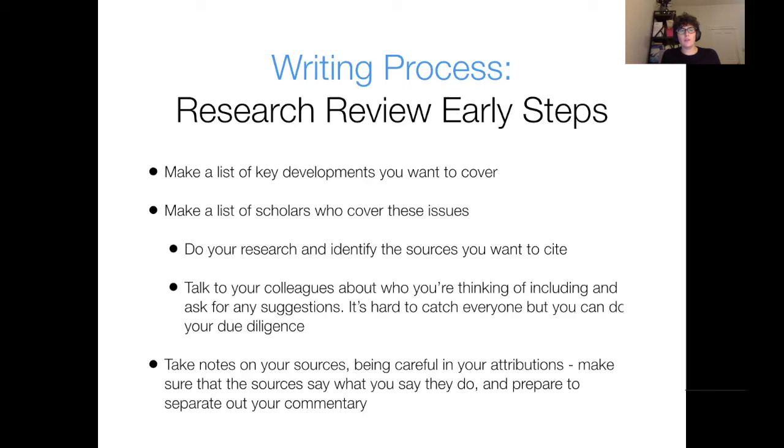And I also think that it's really valuable here to talk to your colleagues, your cohort mates, your advisor about who you're thinking of including and ask for any suggestions. It's really hard to catch everyone that's working on a specific subject, and you might not catch everyone, but you can still do your due diligence by doing research beyond what you already know, and also asking people that you trust and that work with you in your discipline if they have any suggestions, or if they see any omissions in the list of articles that you're working off of. And then I think the last step here would be to take notes on the sources that you're finding. And this is good practice for everyone, but be really careful in your attributions.